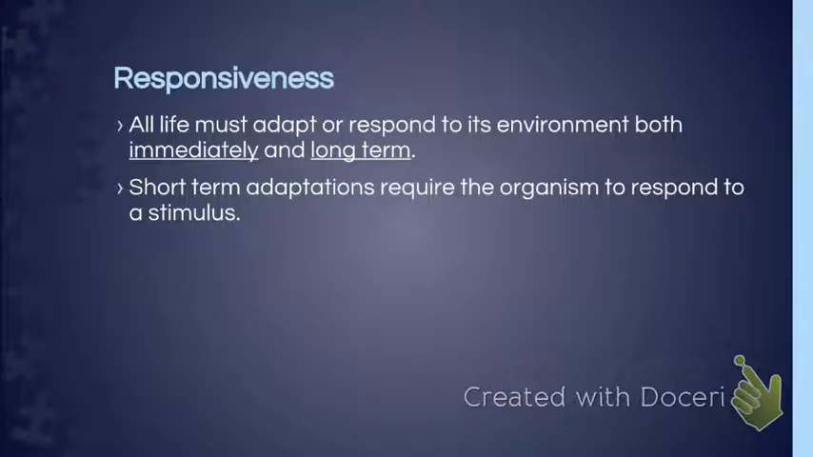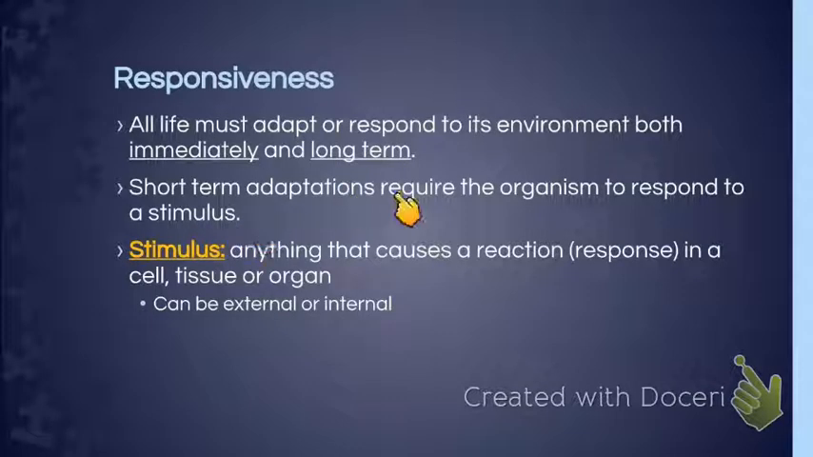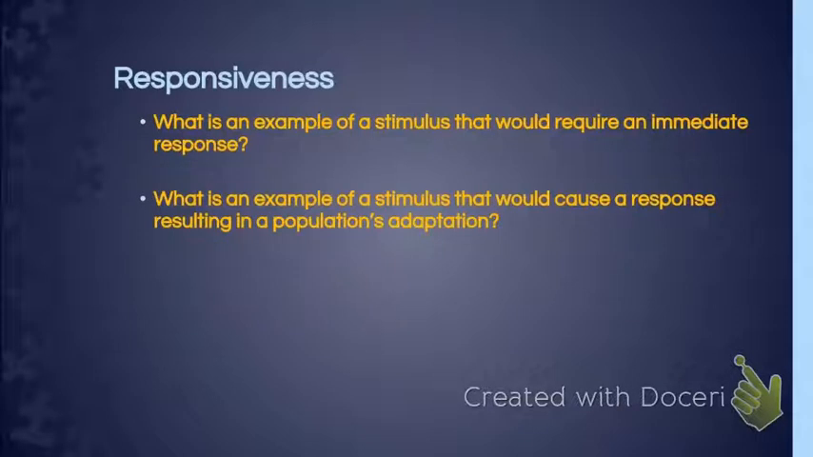Responsiveness. So all life must adapt or respond to its environment, both immediately and long term. Short-term adaptations require the organism to respond to a stimulus. A stimulus is anything that causes a reaction in a cell, tissue, or organ. A stimulus can be external or internal. Examples of a stimulus that would require an immediate response could be pain, heat, cold, or loud noises. Examples of a stimulus that would cause a response resulting in population adaptation are climate change, deforestation, weather, etc.